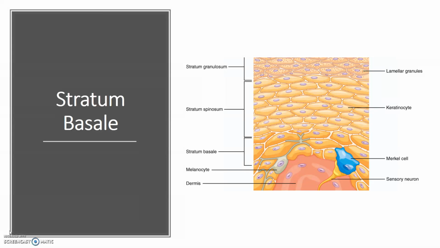Two other cells are found dispersed among the basal cells in the stratum basale. The first is Merkel cells, which function as a receptor and are responsible for stimulating sensory nerves that the brain perceives as touch. These cells are especially abundant on the surface of the hands and feet.